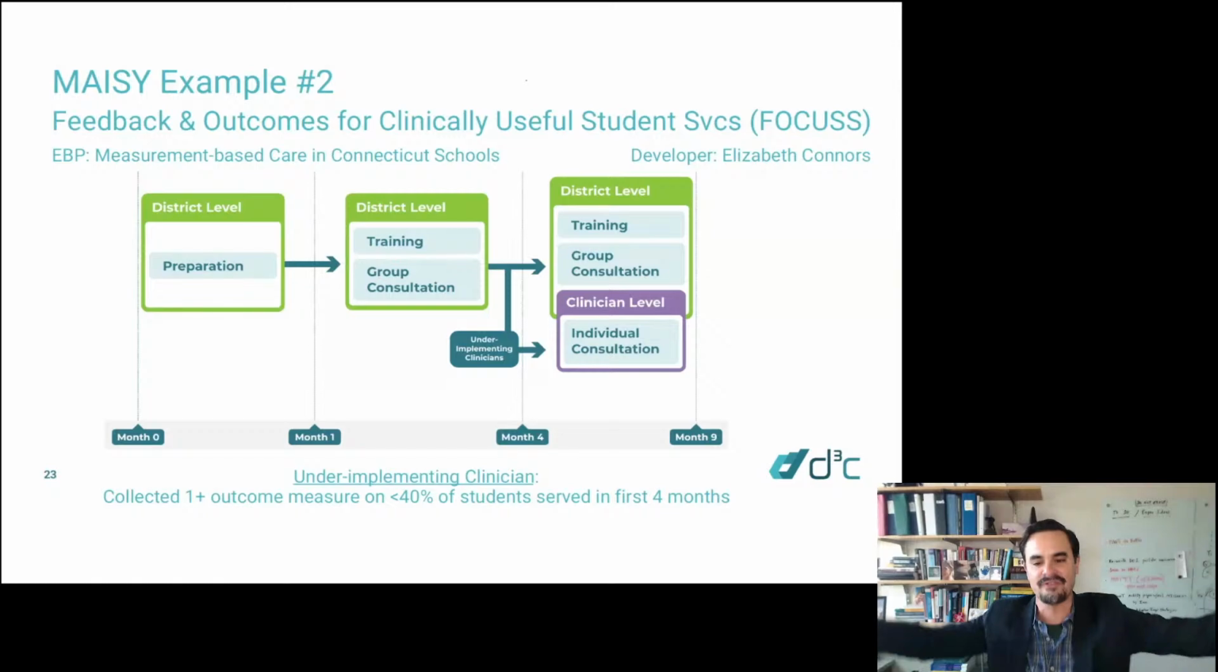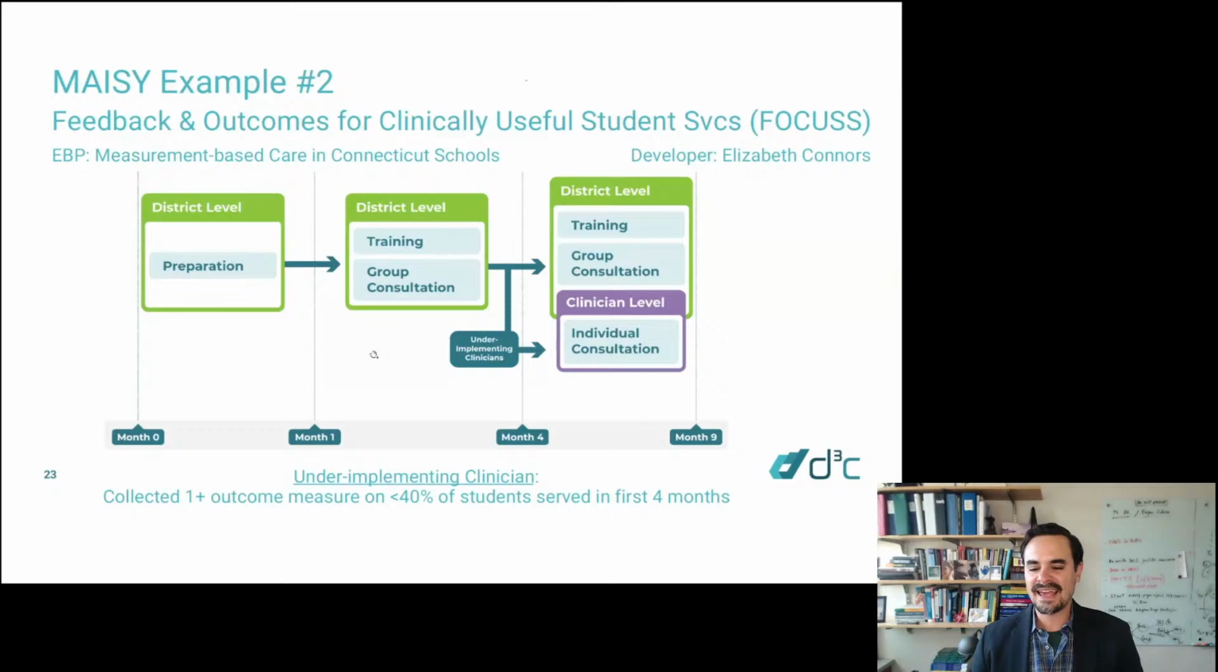She brings everybody together, everyone who works at the schools, because in Connecticut, things are a little bit different. The mental health services are delivered by district level people who are hired at the district level, and they go out to multiple schools sometimes to deliver it. So she's got a district level intervention, which she calls Focus, and that's shown in green here. It's got all sorts of different layers.